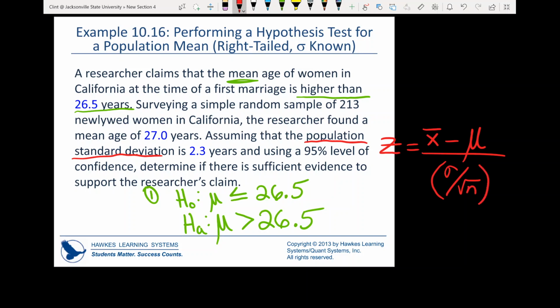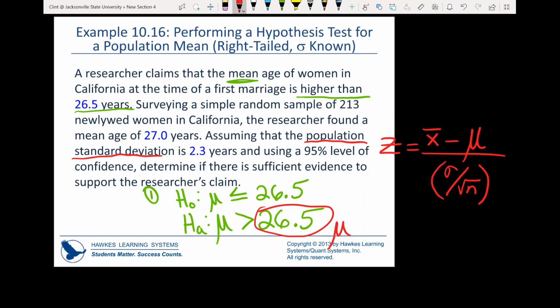So we've got four numbers we've got to pick out here. Okay. So the easiest one to pick out first is mu. Okay, and remember, mu is special. Mu is going to be the number that we've got in our hypotheses. So this number here, this 26.5, that's going to be mu.